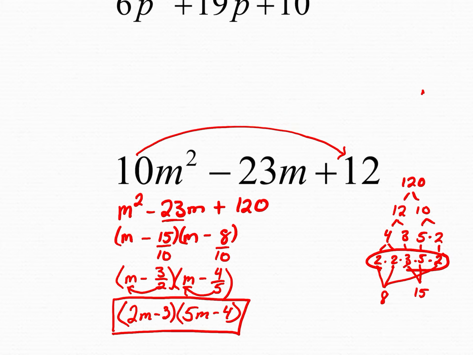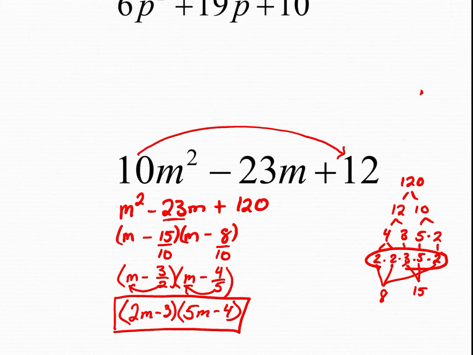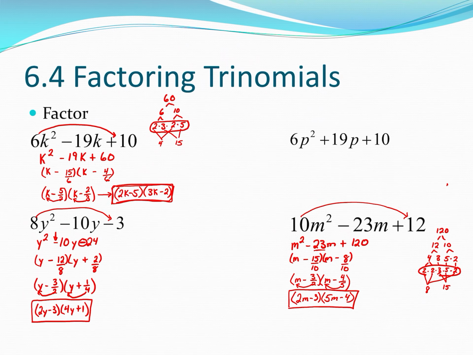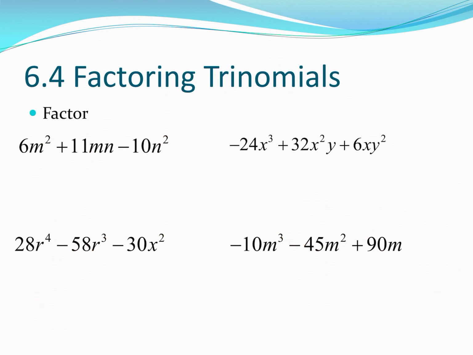Okay, so being able to do that bottoms up method. Again, this is a method that you'll have to know. You have to know how to do reverse FOIL, but you also have to know how to do this one in case our leading coefficient is not 1. Okay? If there's any questions, again, let me know. All right, so let's continue on.